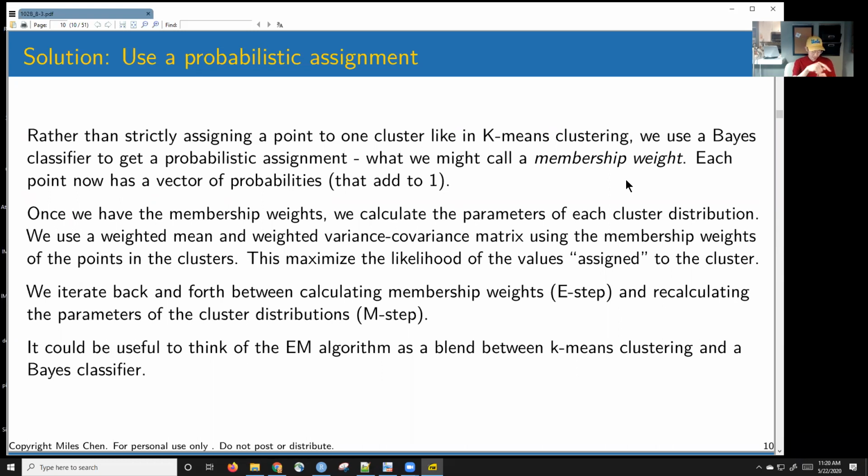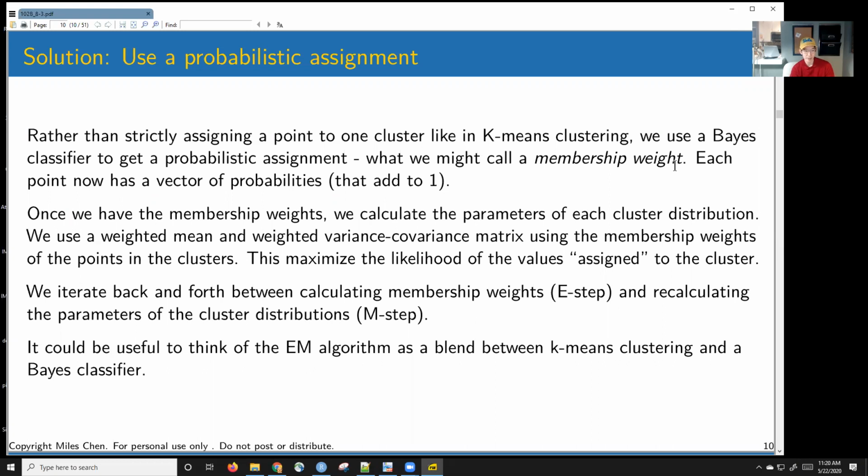Here we're going to ask what's the probability it came from this cluster, and what's the probability it came from this cluster, and we get a probabilistic assignment. So we might say this point is 80% cluster 1, 20% cluster 2, 0% cluster 3, or maybe 80%, 19%, 1%. Or it could be 50% cluster 1, 49% cluster 2, 1% cluster 3. We call these probabilistic assignments membership weights, and the vector of membership weights adds up to 1. So we get a vector assignment representing the probability that the point belongs to a certain cluster.